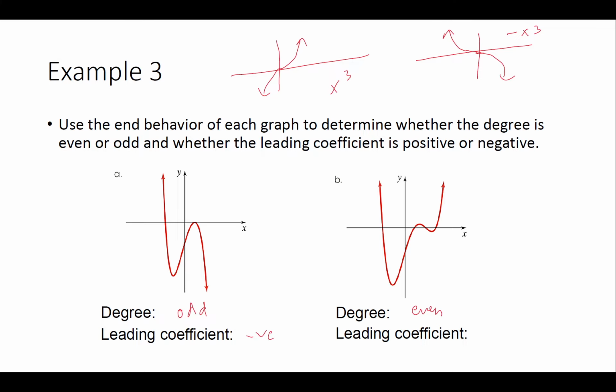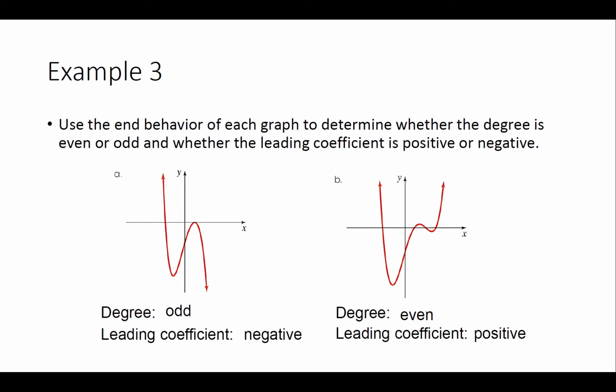And here for the even, think about the graph of x squared, or the graph of negative x squared, and match the graph. As you can see, both sides are going up, so that means the degree is even and the leading coefficient should be positive, because that happens only for a positive even power of x. So this is for odd degree and negative leading coefficient. This is for even degree and positive leading coefficient.